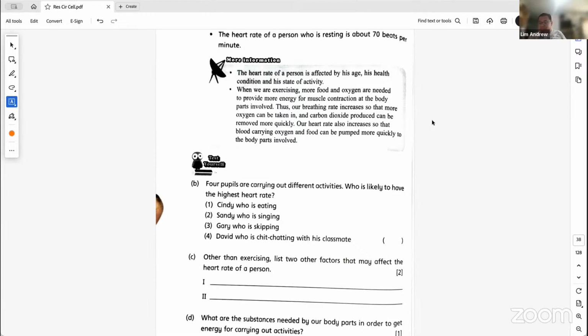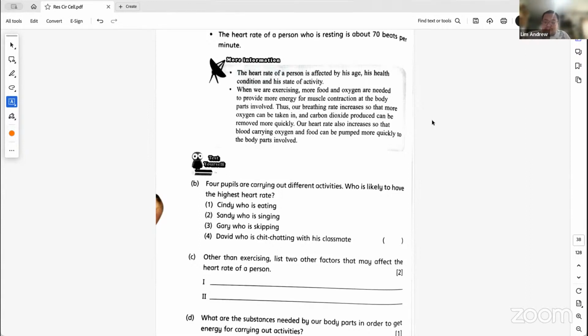Gary, who is skipping. Skipping is a type of exercise. So the more vigorous the activity that you are doing, the higher the heart rate will be. So Gary, who is skipping, so far 1, 2, 3. Skipping is a form of exercise, so the heart rate will be the highest. Let's look at number 4.